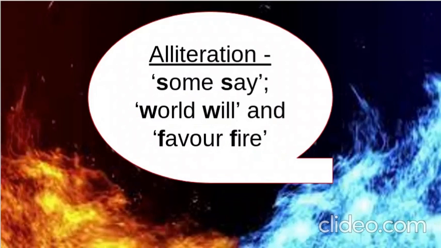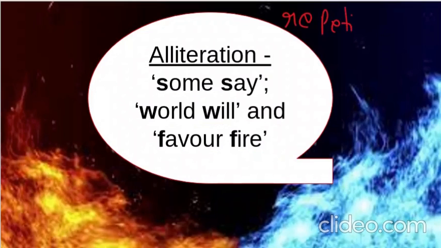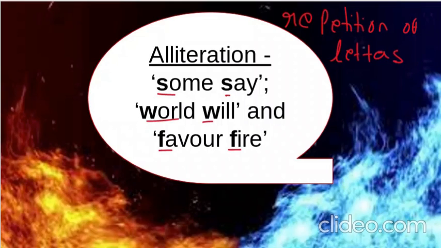Next, we have alliteration. Easy thing. What is alliteration? Repetition of letters, specifically consonants. Correct. So some say SS, world will, WW, favor fire, FF. So these are all the words which are repeating: alliteration.